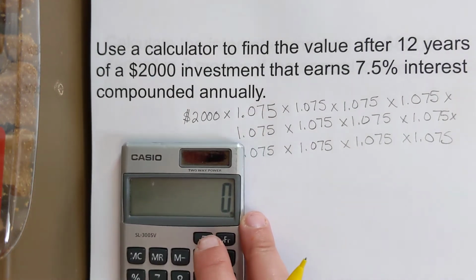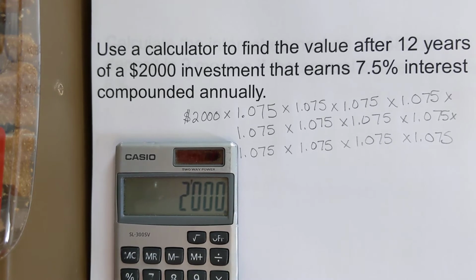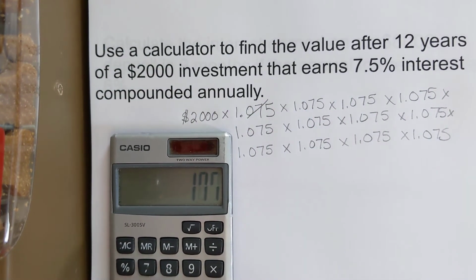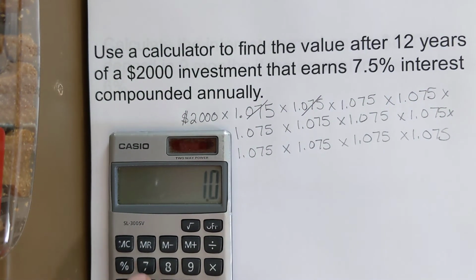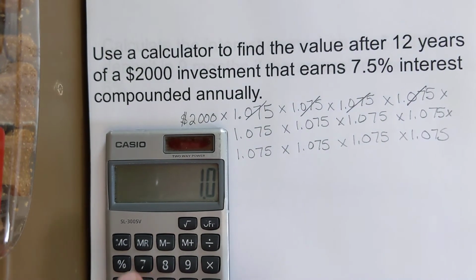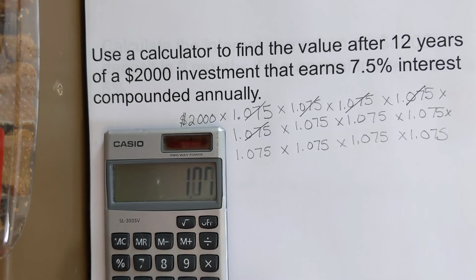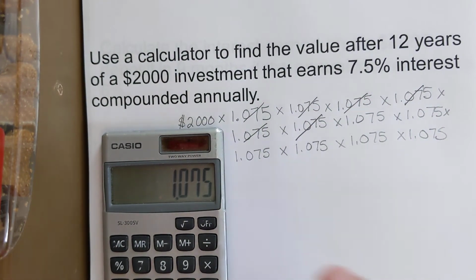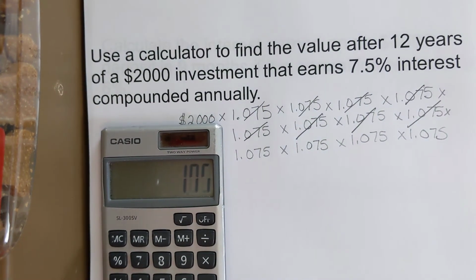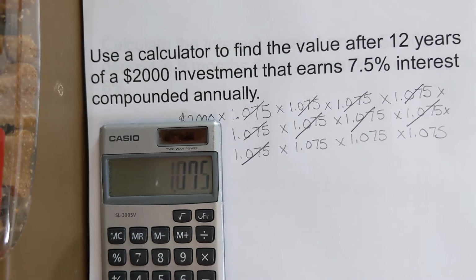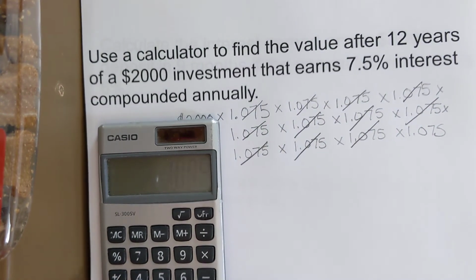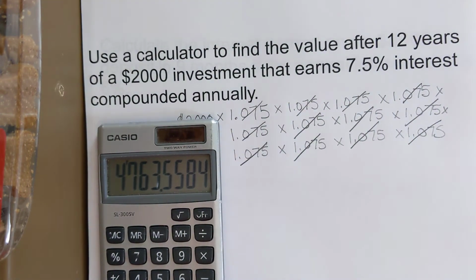So let's do that. So I have 2,000 times 1.075, there's 1, times 1.075, that was 2, times 1.075, that was 3, times 1.075, and so on until I've multiplied by 1.075 twelve times, and then equals. Okay, so I come up with a pretty crazy decimal number.